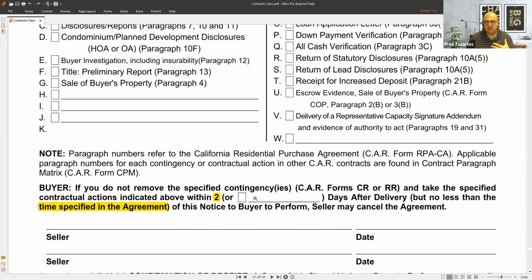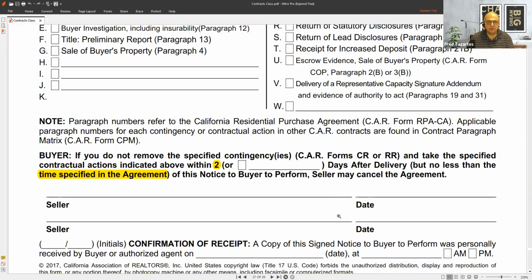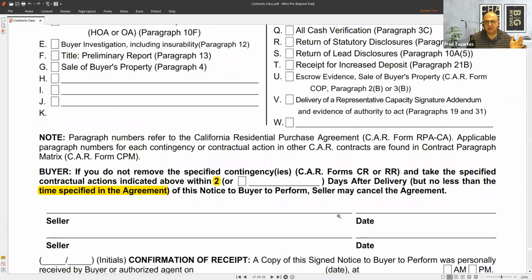They have 2 days to take care of the issue, or if it's been changed in the contract, whatever days have been agreed. Can't be less than 2 days. Okay? And again, if I give the notice to perform today, tomorrow is day 1. Saturday, Sunday, Monday is day 2. Because don't count weekends where the thing ends.